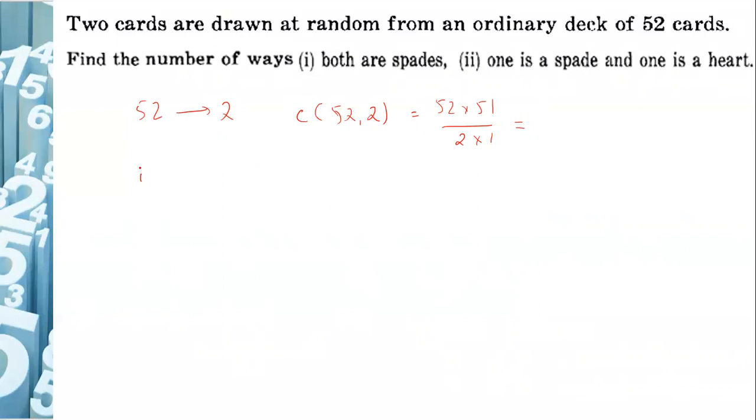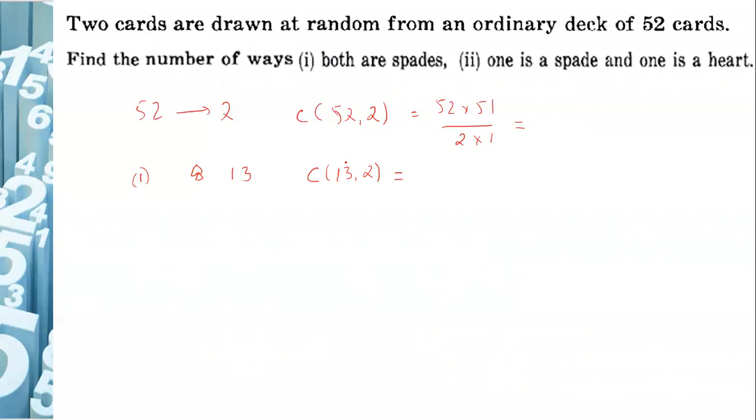But he's giving one condition here: those 2 cards must be spades, right? Spade symbol, recollect it. So how many spade cards are there? Obviously spade cards are 13. So indirectly he's saying he needs 2 cards which are spades. How many ways can he select? C of 13 comma 2 ways, because only 2 spades he wants. So only the 13 I need to consider, the remaining I don't want.